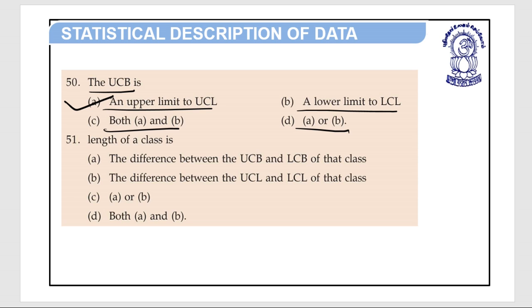Now question number 51. Length of a class is the difference between the UCB and LCB of that class, the difference between UCL and LCL of that class, A or B, both A and B. So the difference between UCB and LCB of that class is the length of a class.